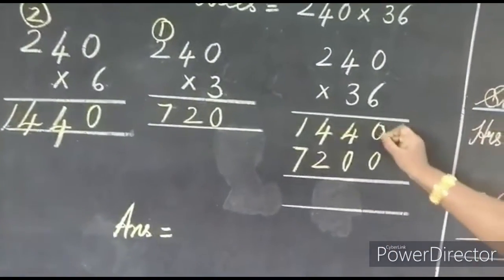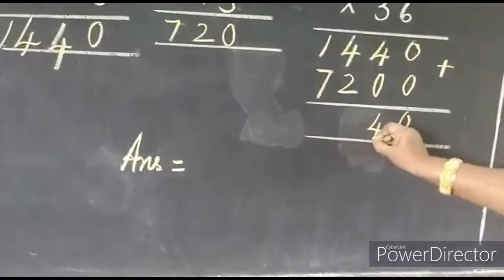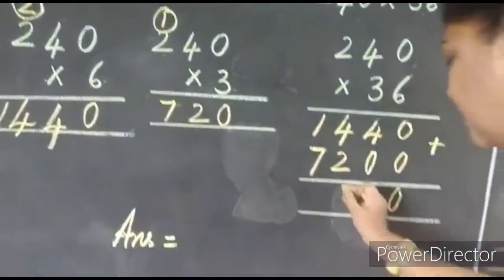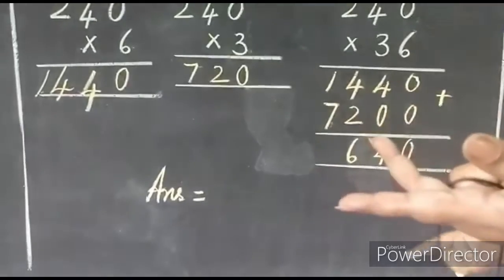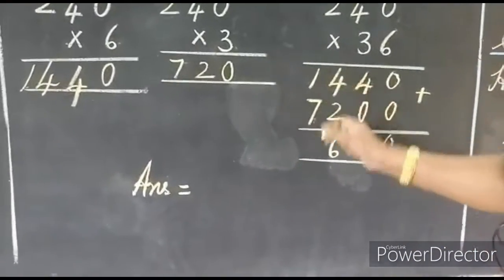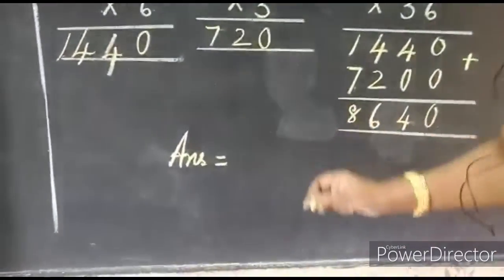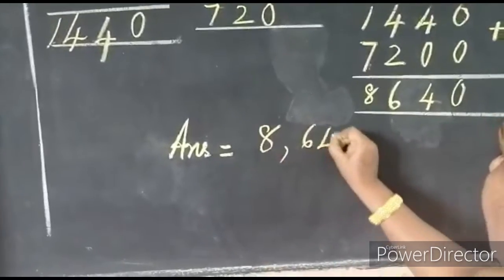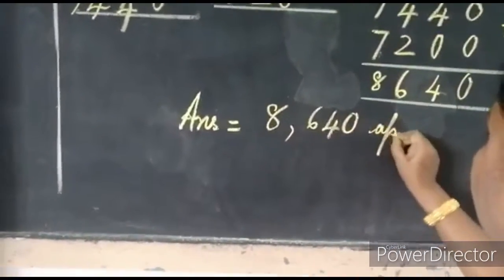Add it up. 0 plus 0 is 0. 4 plus 0 is 4. 4 plus 2, after 4, 5, 6. 1 plus 7 or 7 plus 1, both are the same. 7 plus 1 is 8. So we'll write the answer now. 8,640 apples. That's the unit given.